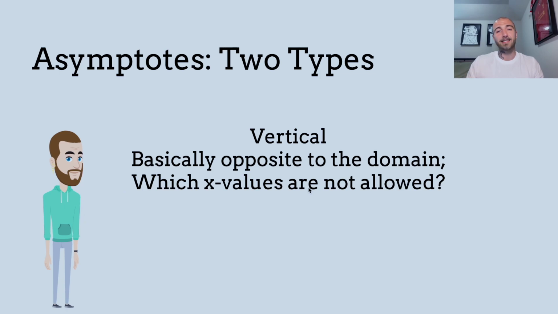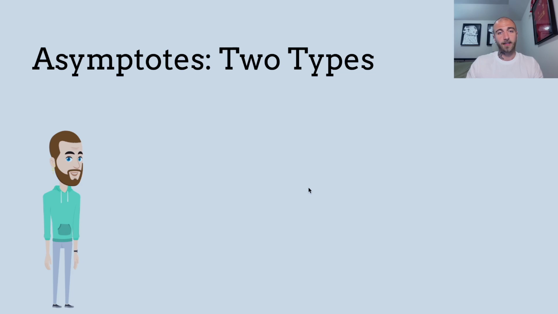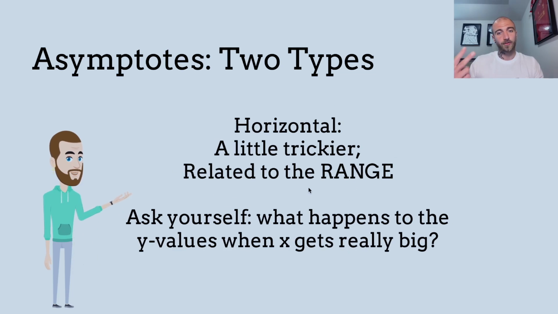These ones are basically the same thing as the domain, or they're directly opposite to the domain. Which x values are not allowed? These ones are pretty simple to calculate or come up with. The horizontal asymptotes, the second one, are a little bit trickier, but these ones are related to the range. These ones are basically also the same question. Which y values are off limits?